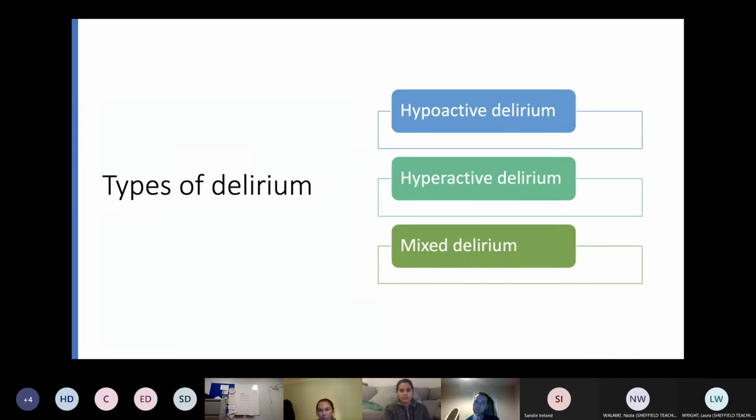So the three types of delirium. Hypoactive is your sleepy, drowsy, not able to wake up. Hyperactive is your agitation, or acute, when you say acutely confused, that's normally what we think about. And then mixed can fluctuate between the two, and you can get elements of the two associated with it.